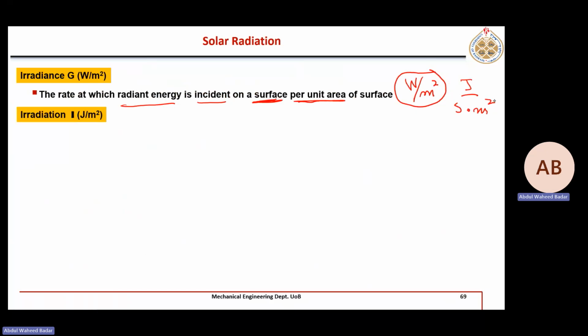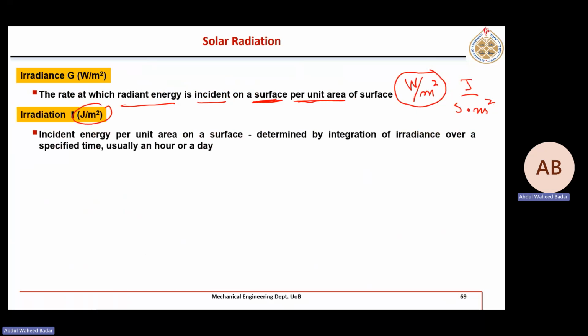Then there is a term which is called irradiation. It is joules per meter square. If you integrate this irradiance over a certain time interval, for 15 minutes or for 1 hour or for 1 day or even for 1 month or even for 1 year, then this is called irradiation. So irradiance becomes irradiation, and the units are now joules per meter square because we are multiplying by a particular time interval.